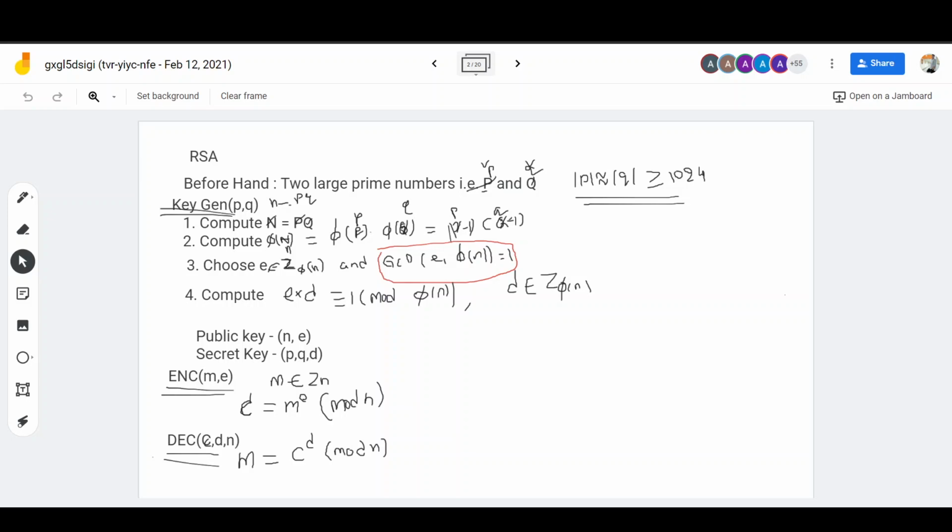Now my point is, a very interesting topic: how to check the correctness of this algorithm. You have to check correctness.